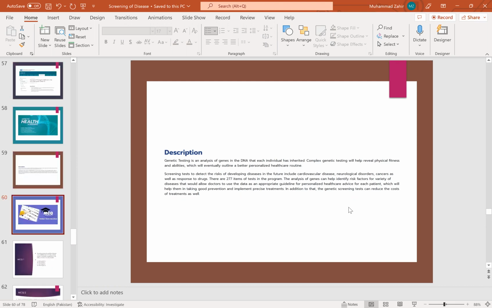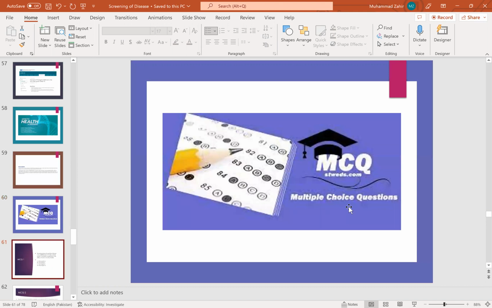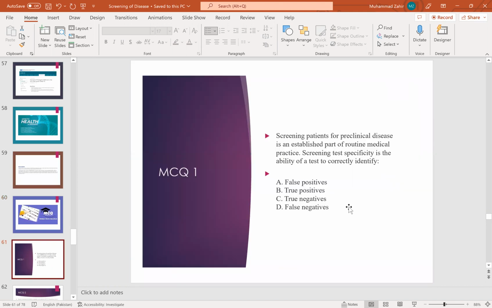Now moving towards the multiple choice questions. First: screening patients for preclinical disease is an established part of routine medical practice. Screening test specificity is the ability of a test to correctly identify false positives, true negatives, and false negatives. C. Yes, C, true. Yes, that's the correct answer.